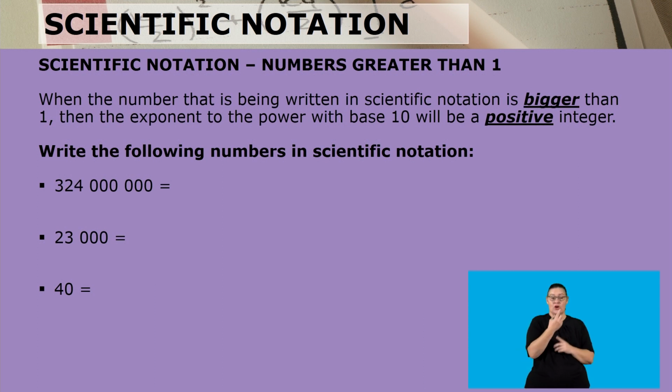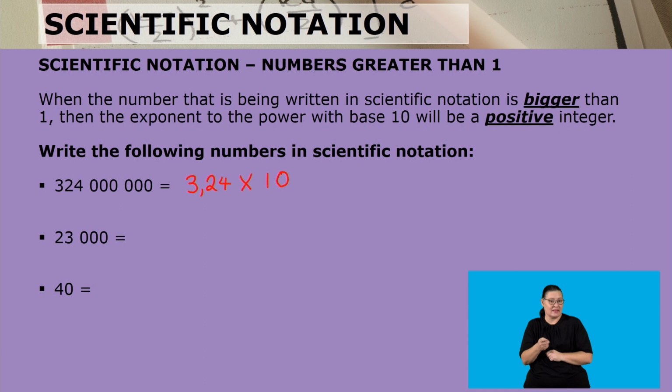So in this first number that we have been given here, 324 million. So we need to make sure that the decimal is between 1 and 10. So in this case, the decimal is going to be 3,24. Because it has to be smaller than 10 but bigger than 1. And we know that we are going to multiply this with a power of 10. Now we need to figure out what the exponent to that power of 10 will be.